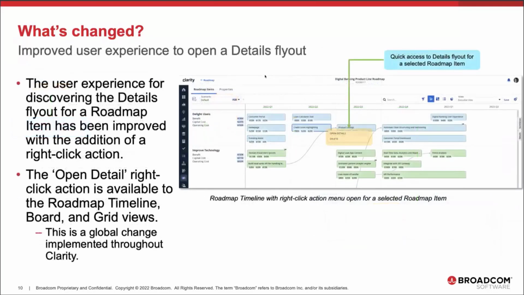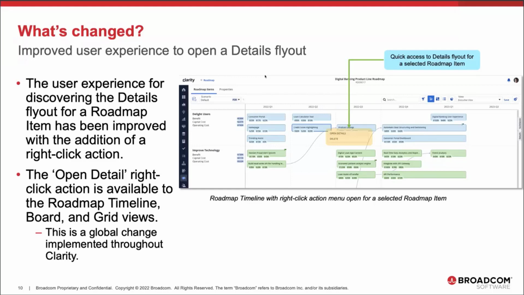The last item I wanted to touch on here is the improvement to the user experience from the roadmap. Here's an example of the roadmap timeline where you have a right-click action to open the details flyout. We got a lot of feedback from individuals that were not frequent users, but discovering where the details flyout was located was a challenge in some cases. So we just added a right click.